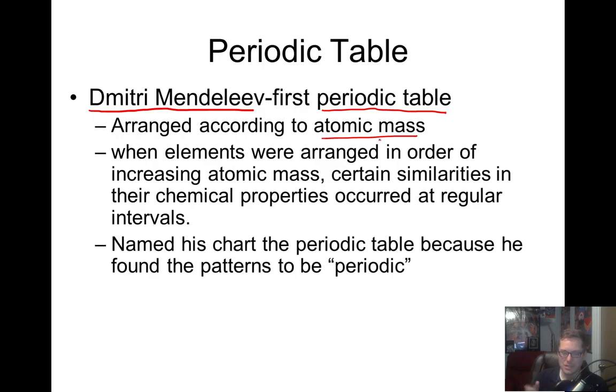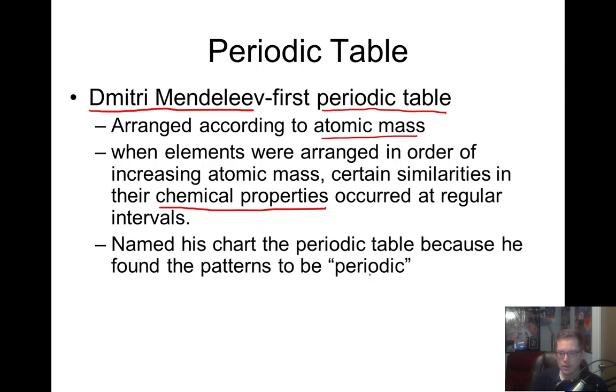So anyway, he took atomic mass. Now that in and of itself isn't very interesting. He wasn't even the first one to arrange them based on atomic mass. What is interesting is that once he arranged them in order of increasing atomic mass, he then put them into groups based on their chemical properties. He realized that he'd get these periodic trends, recurring properties, and so he called them periodic.